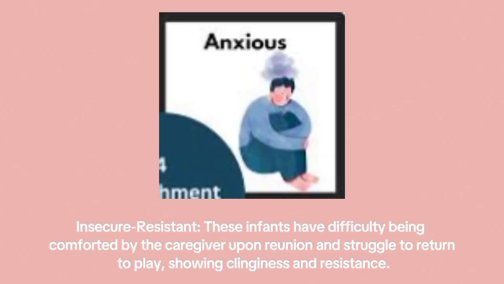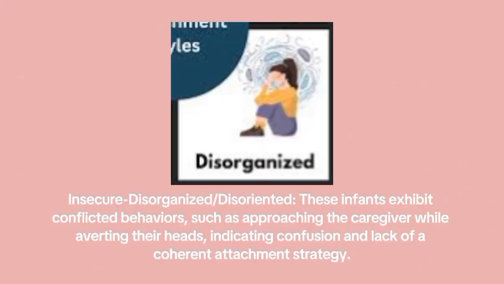Insecure resistant. These infants have difficulty being comforted by the caregiver upon reunion and struggle to return to play, showing clinginess and resistance. Insecure disorganized disoriented. These infants exhibit conflicted behaviors, such as approaching the caregiver while averting their heads, indicating confusion and lack of a coherent attachment strategy. Physical development in adolescence.